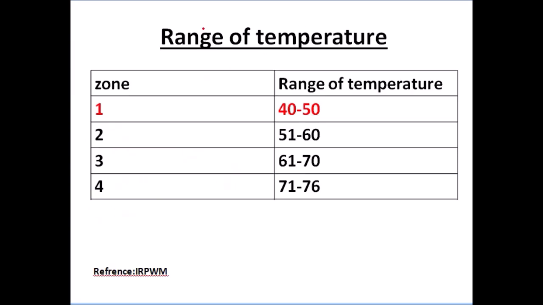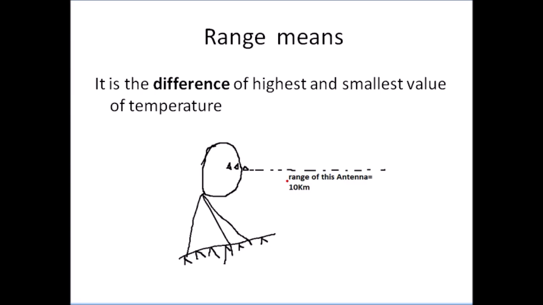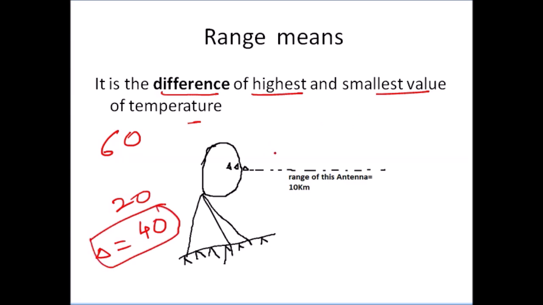For that we have a concept called range of temperature. The entire country was divided into zones, like zone 1, zone 2, zone 3, zone 4. In zone 1 you have a range of 40 to 50, zone 2 51 to 60, and in zone 4 you have the highest range. Before that, let us understand what this range is. Range means the difference of the highest and smallest value of temperature. Let us say highest is 60 and lowest is 20, so the difference is 60 minus 20, which is 40. This is called range. In general terms we speak of range, like an antenna whose range is 10 kilometer.